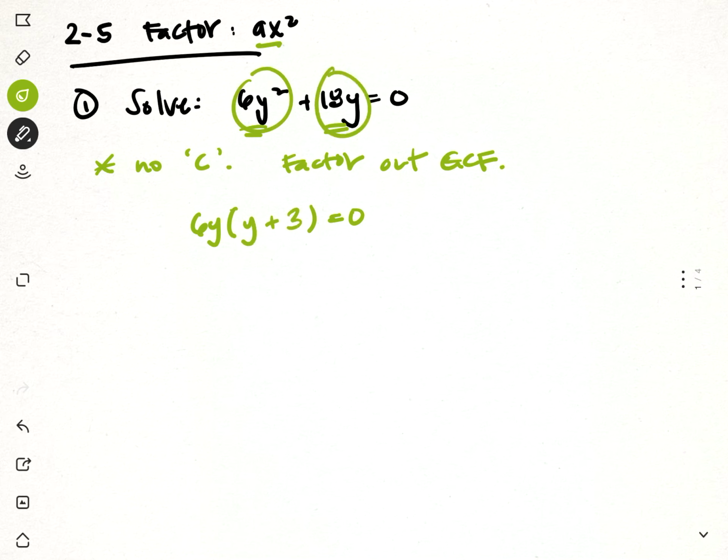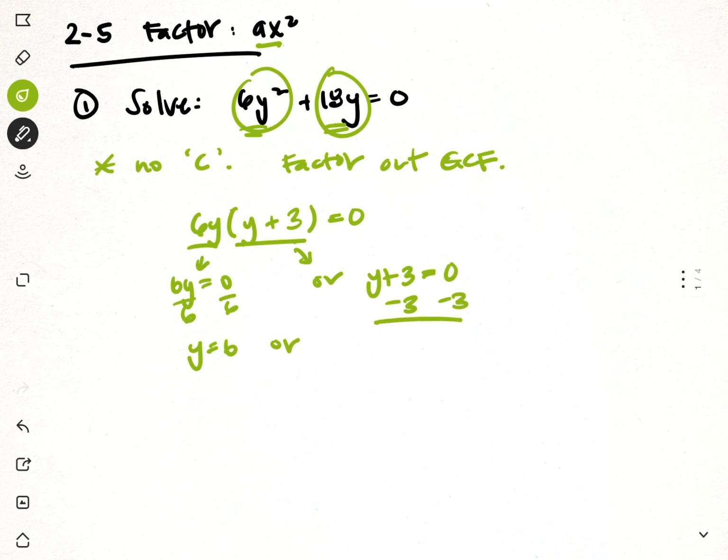All right, so once we get to this point, then we have zero product property again. It's different because we don't have two parentheses, but what we do have is this parentheses and the 6y multiplied together. So, let's do it the long way. 6y equals 0, or y plus 3 equals 0. So if we divide by 6, then we get y equals 0. Or if we subtract 3 on the right side, then y equals negative 3. So those are two zeros for this quadratic function for your parabola.